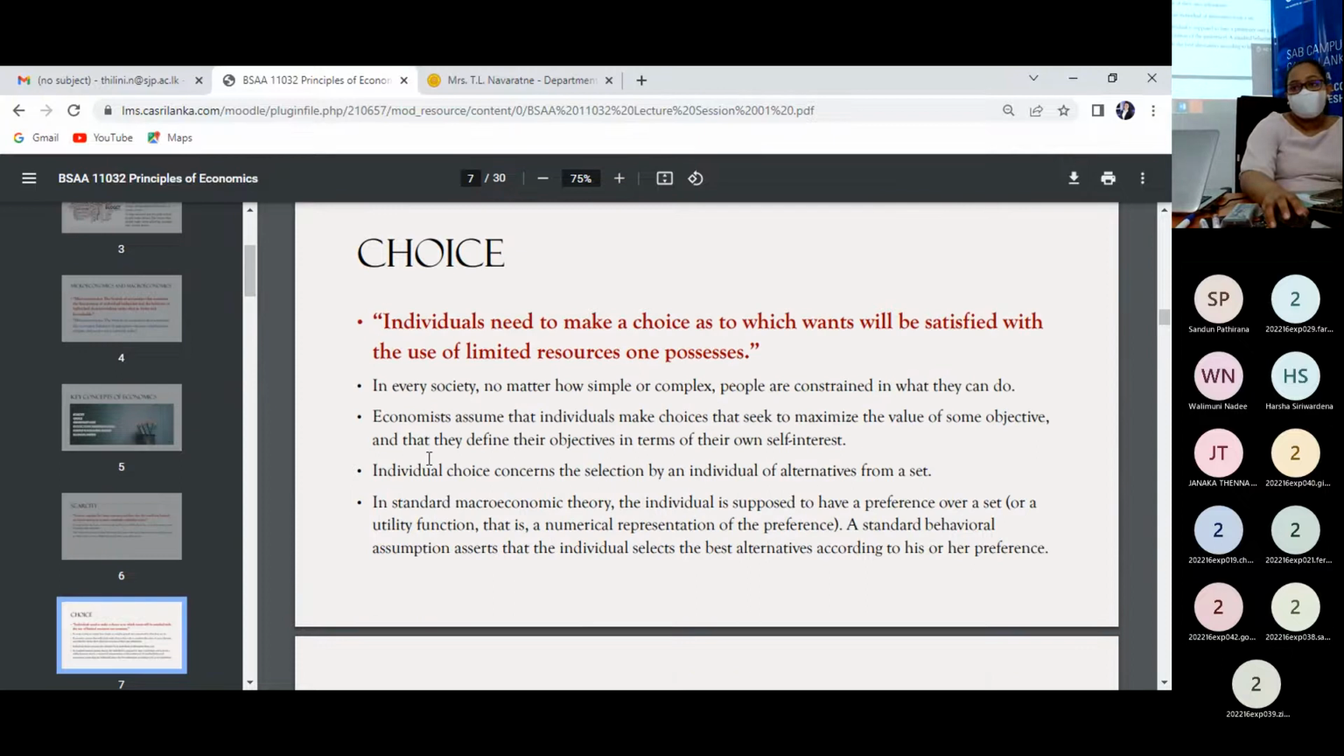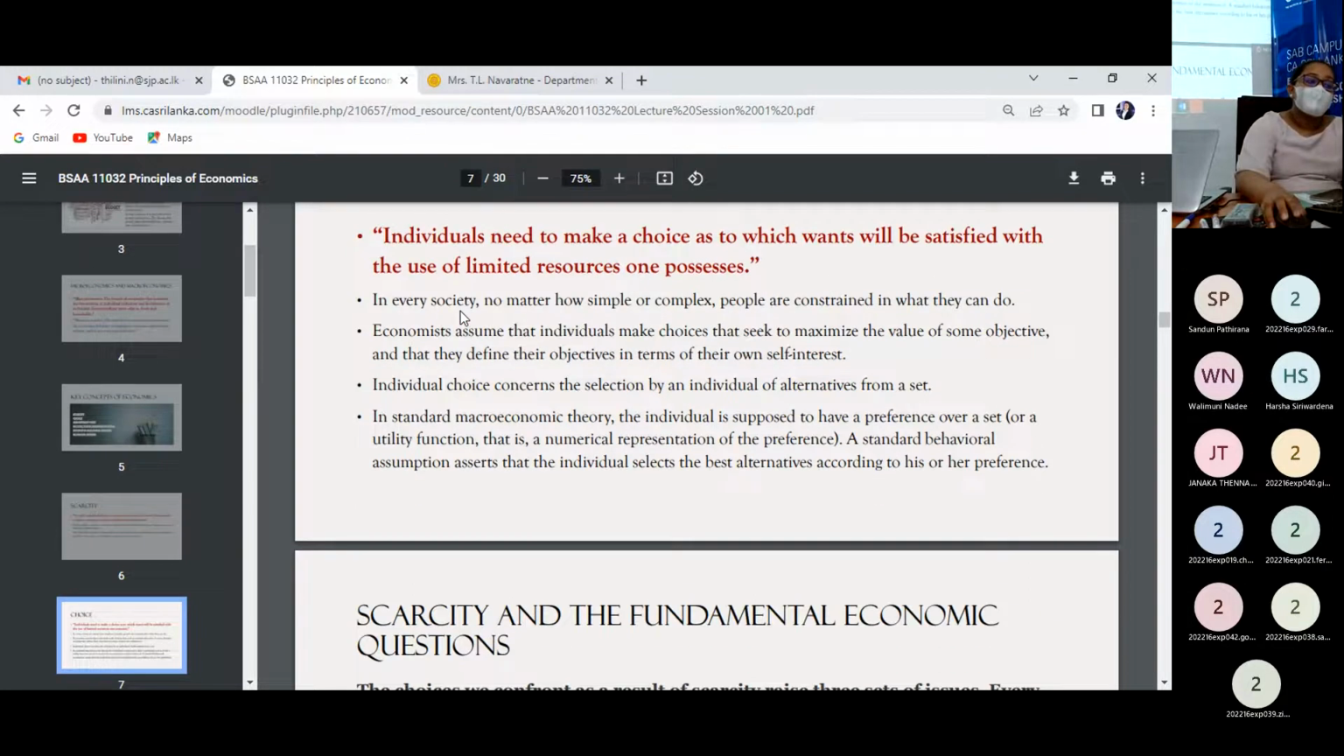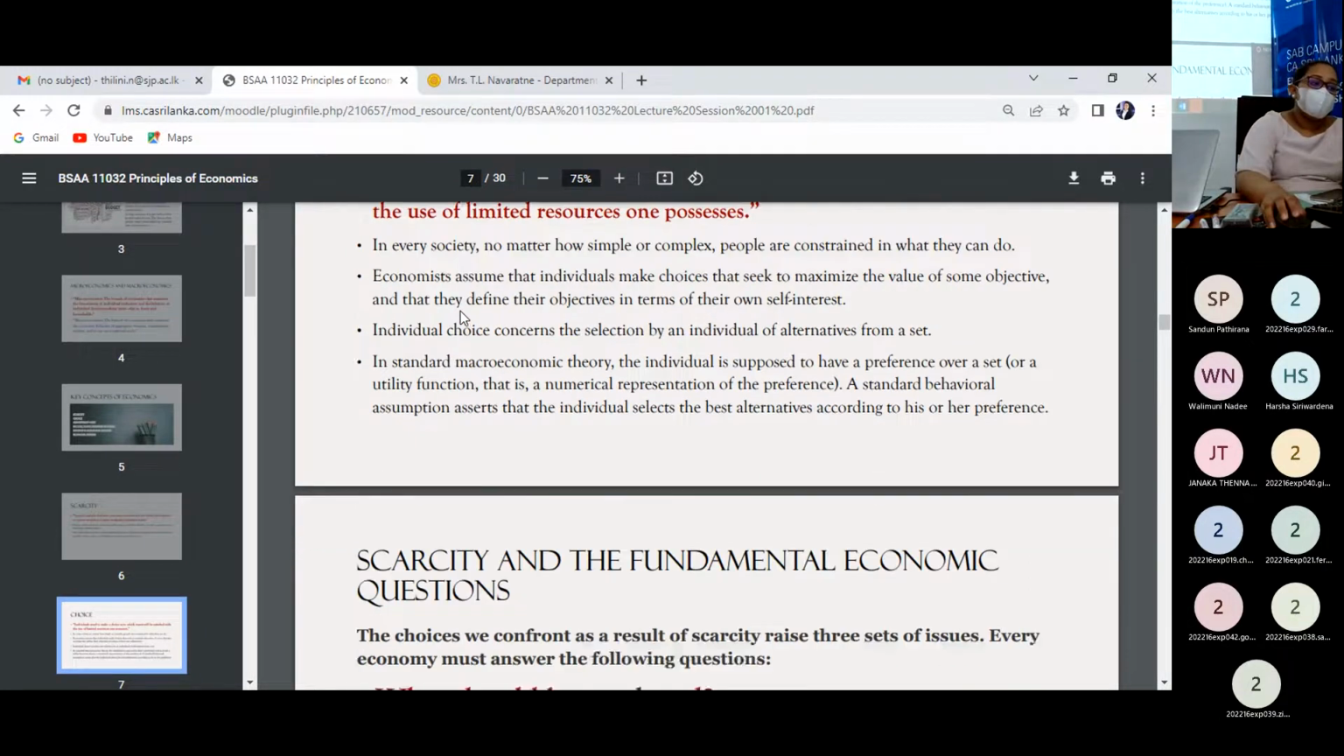Next one, choice. Starting with the individuals, because of that issue that we covered, limited resources, unlimited wants, people need to make a choice. They need to choose among the wants that they are going to satisfy. Because of that, there arises choice. Again, read through whatever I have given here.